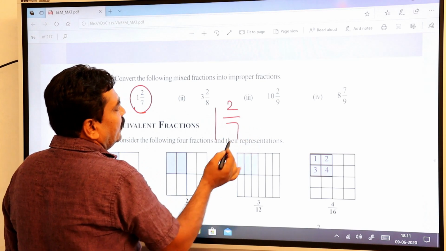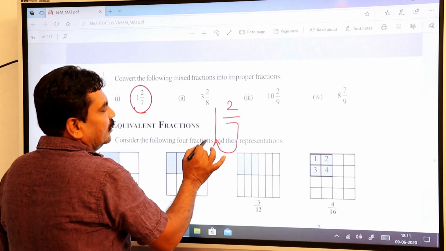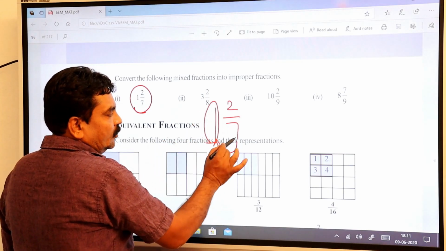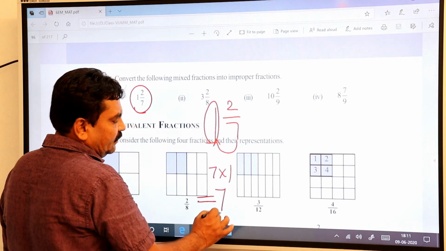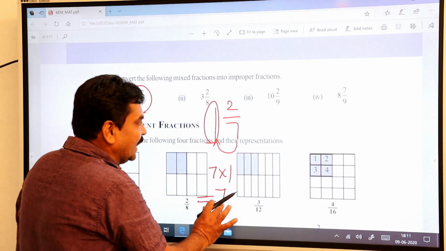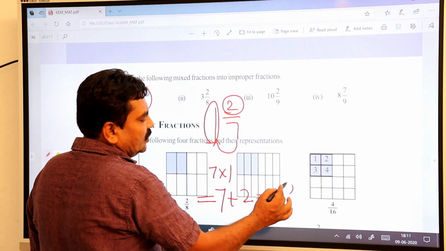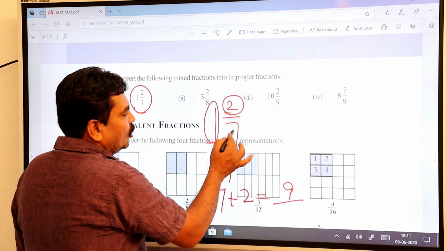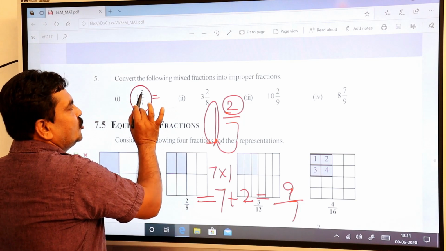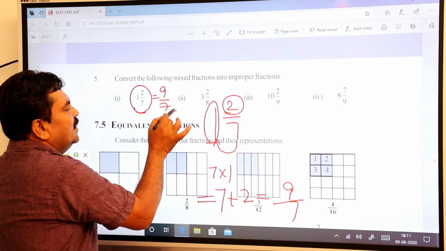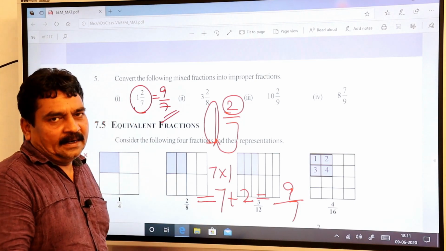1 2 by 7. This 7, the denominator, you just multiply with the whole number. 7 into 1. What is the answer? 7. Whatever answer you get, you add the numerator to it. 7 plus 2. It becomes how much? 9. By the same denominator you write down 7. So 1 2 by 7 is nothing but 7 into 1 plus 2, 7 plus 2 is 9, 9 by 7. So this is your 9 by 7. You have converted a mixed fraction into an improper fraction.